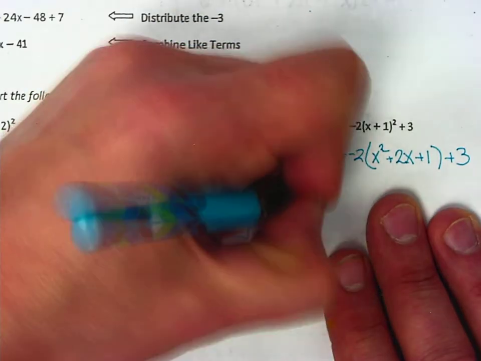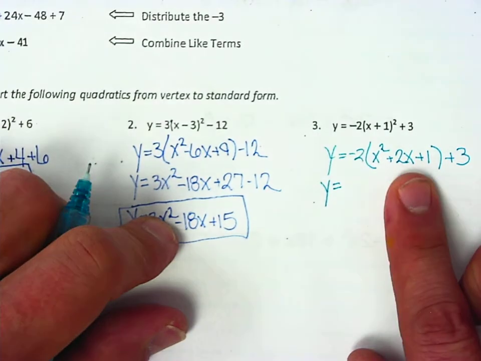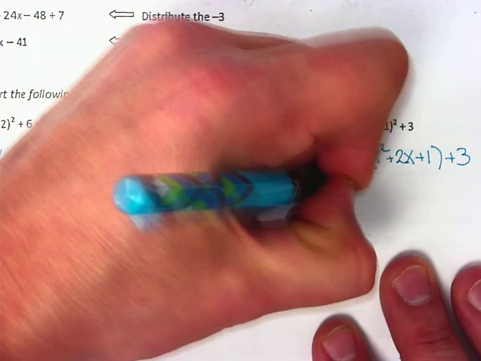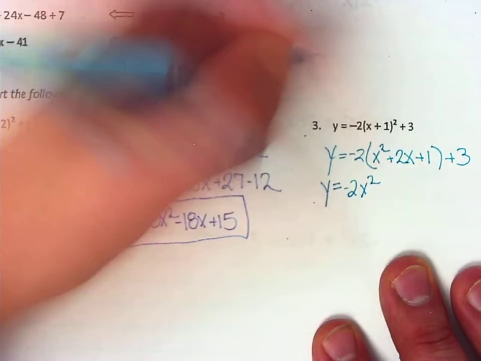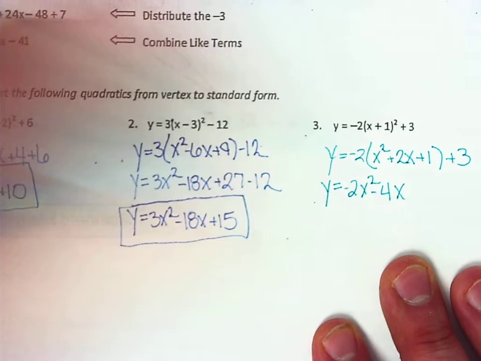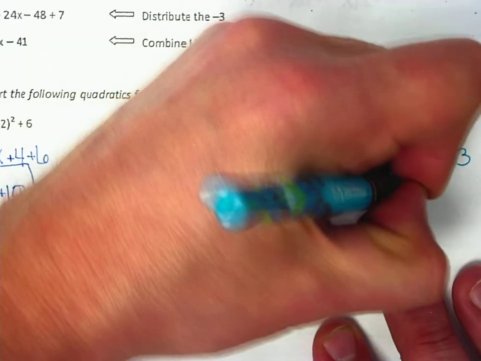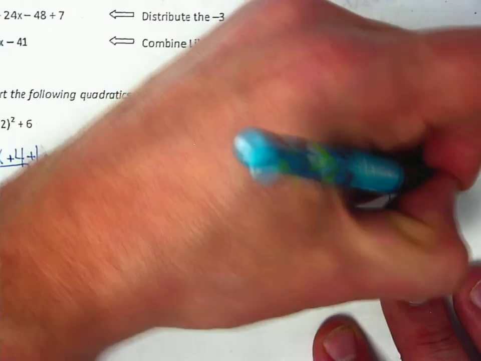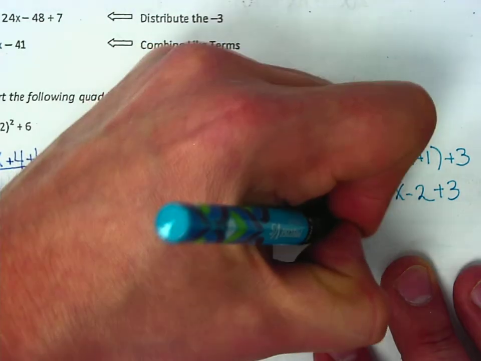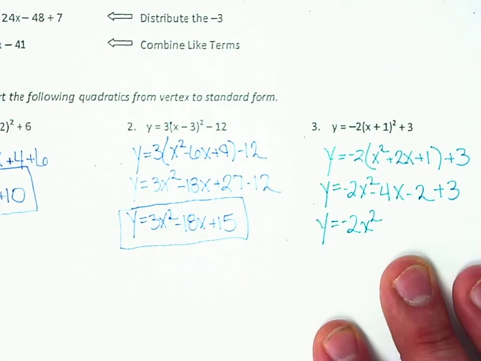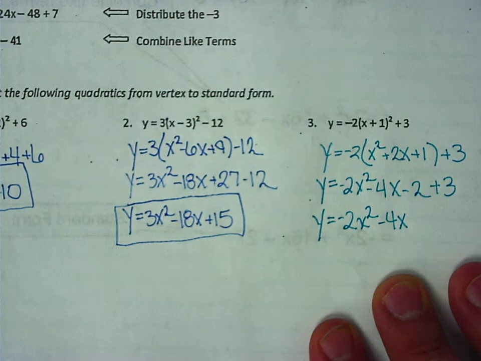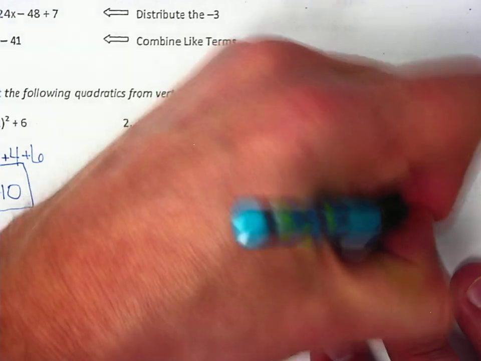Now I'll distribute this negative 2 into the parentheses. I get negative 2 times x squared, which is negative 2x squared. Negative 2 times 2x becomes a negative 4x. Negative 2 times a positive 1 becomes a negative 2. Then I have plus 3 at the end. So y equals negative 2x squared, because there's nothing to combine the x squared with, minus 4x, because there's no other individual x's, and negative 2 plus 3 leaves me with a positive 1.